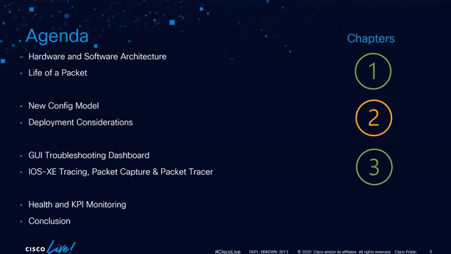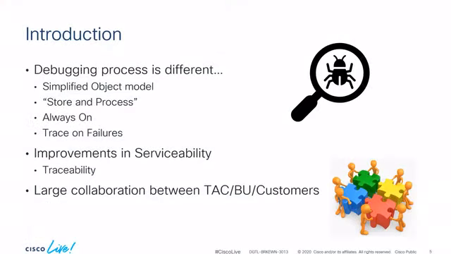Section 3, that's the meat of this session. We will look at the GUI troubleshooting dashboard on the 9800 as well as review all of the tracing and packet capturing capabilities available. Last but not the least, we will be looking at the health and KPI monitoring CLIs that are available and conclude with some key takeaways from this session. Let's get started.